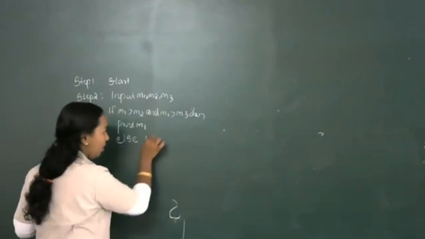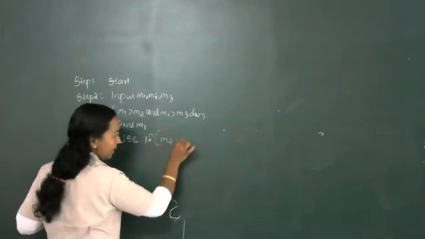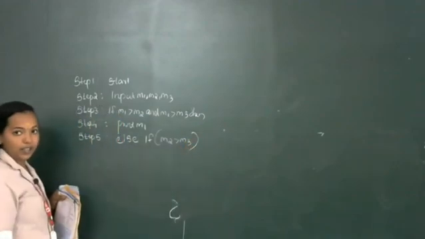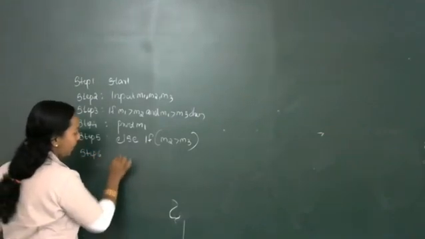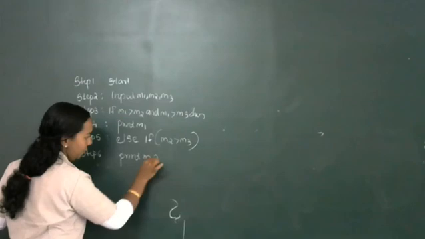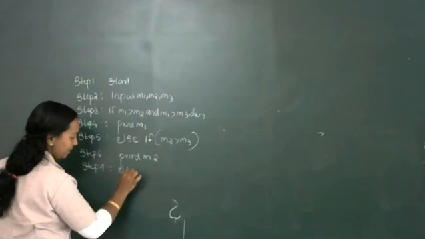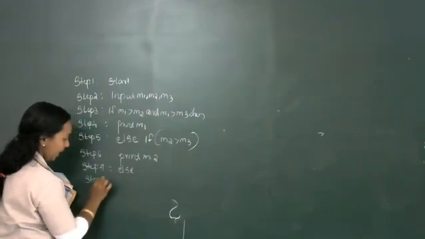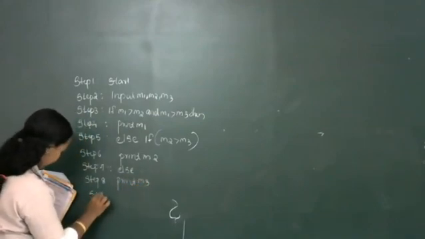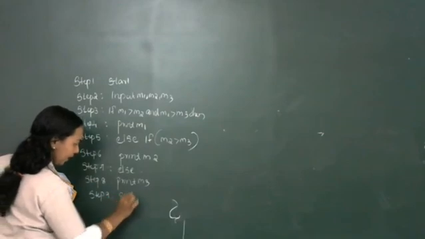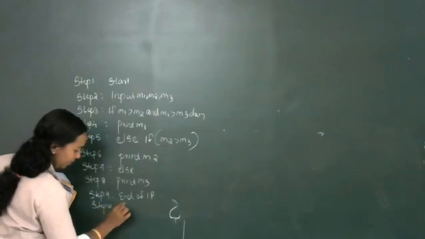Step 5, else. If the condition is false, again I am going to compare one more condition. Always the condition starts with if. If M2 greater than M3, then what will be the result? If the condition is true, print M2. Step 7, else. Step 8, print M3. Step 9, end of if. Step 10, stop.